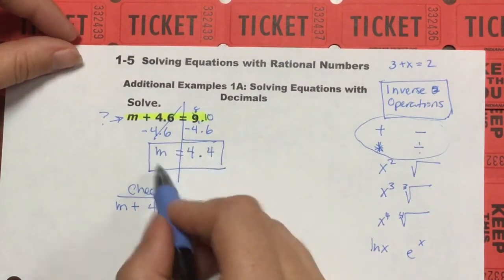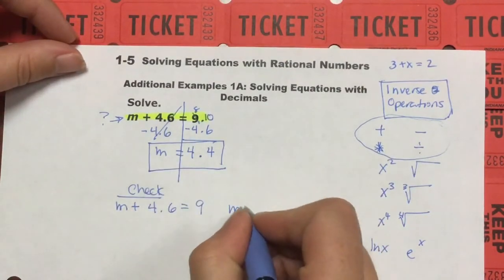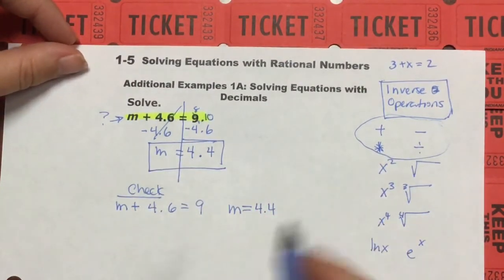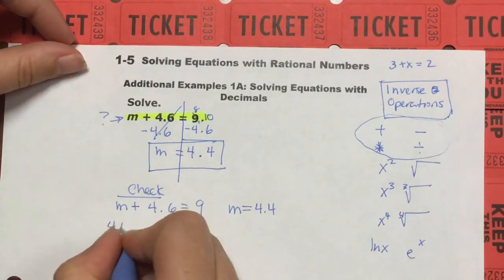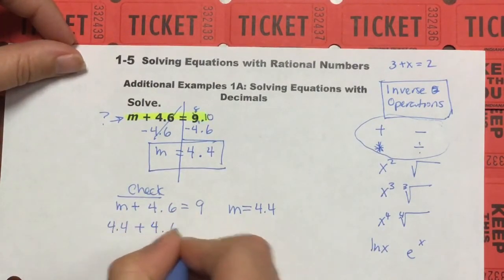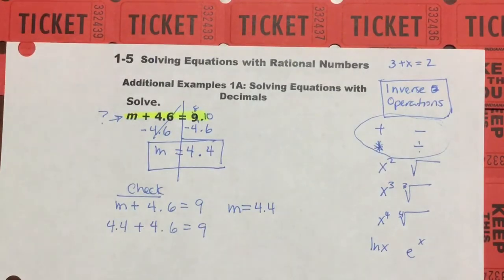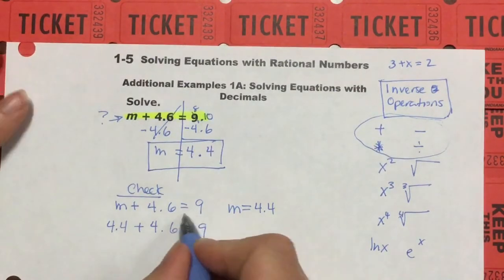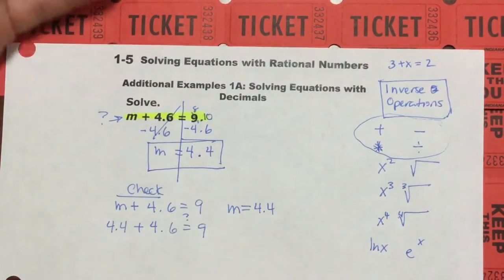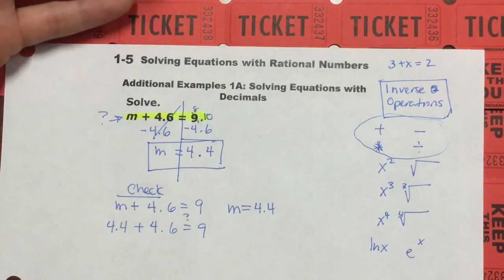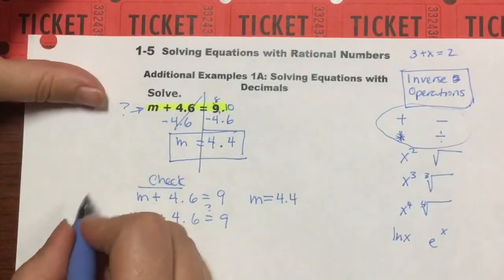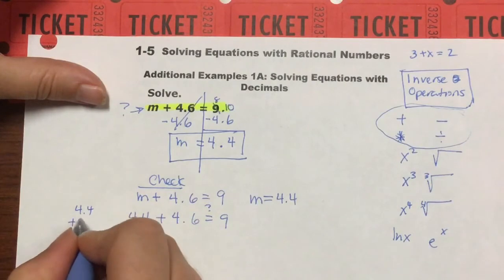And we are going to check to see if this is right. So we're going to substitute m equals 4.4 in there. 4.4 plus 4.6 equals 9. Is that true? I don't know. We're going to add 4.4 plus 4.6 and see. So I'm going to go over here off to the side and do 4.4 plus 4.6.